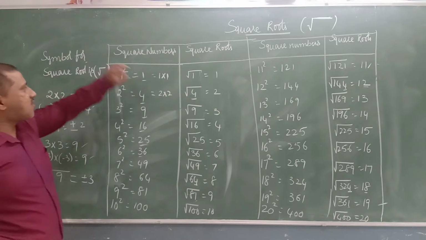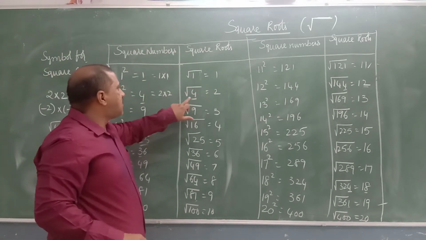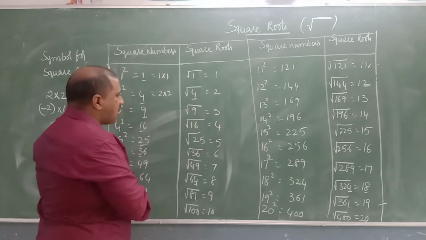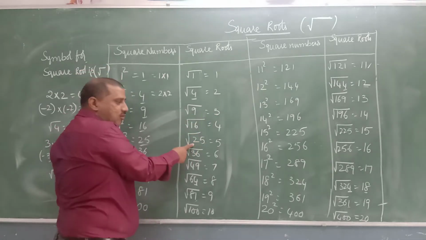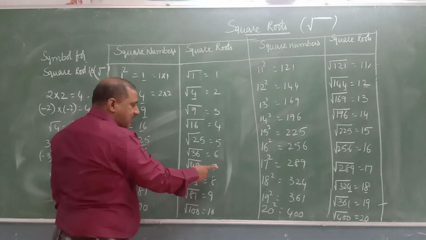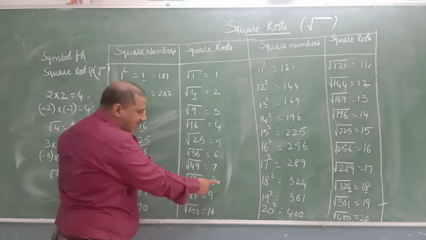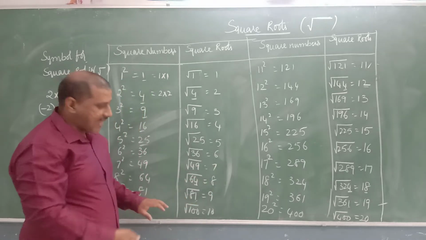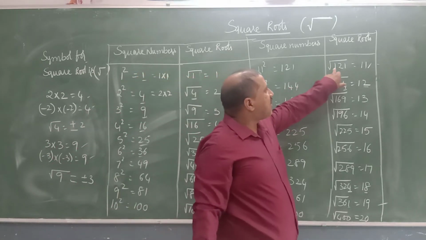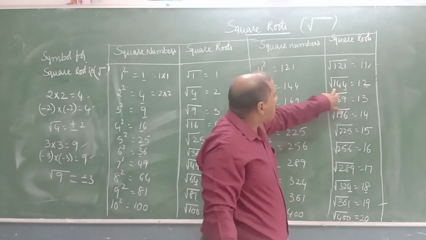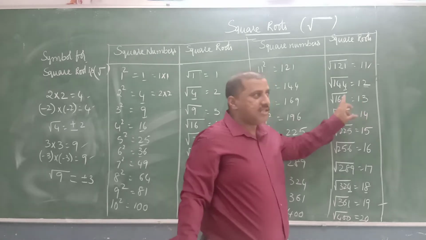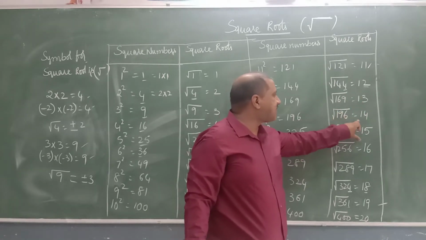Now come here. Square root of 1 is 1. Square root of 4 is 2. Square root of 9 is 3. Square root of 16 is 4. Square root of 25 is 5. Square root of 36 is 6. Square root of 49 is 7. Square root of 64 is 8. Square root of 81 is 9. Square root of 100 is 10. Square root of 121 is 11. Square root of 144 is 12. Square root of 169 is 13. Square root of 196 is 14.